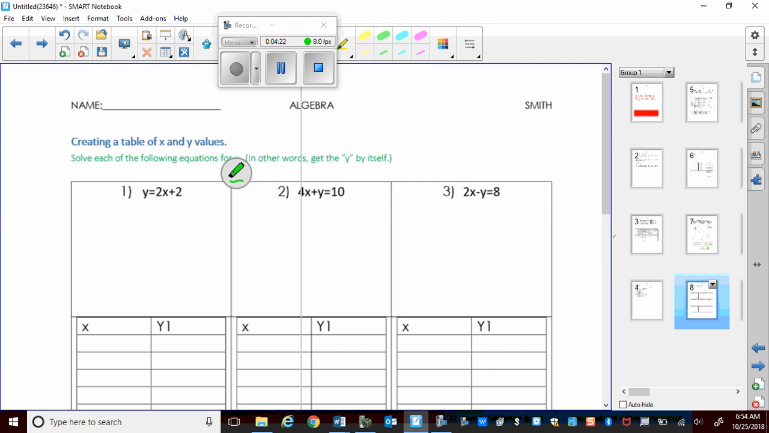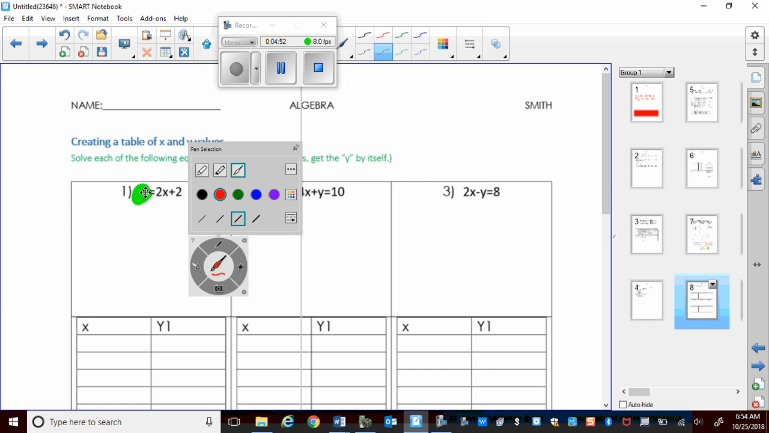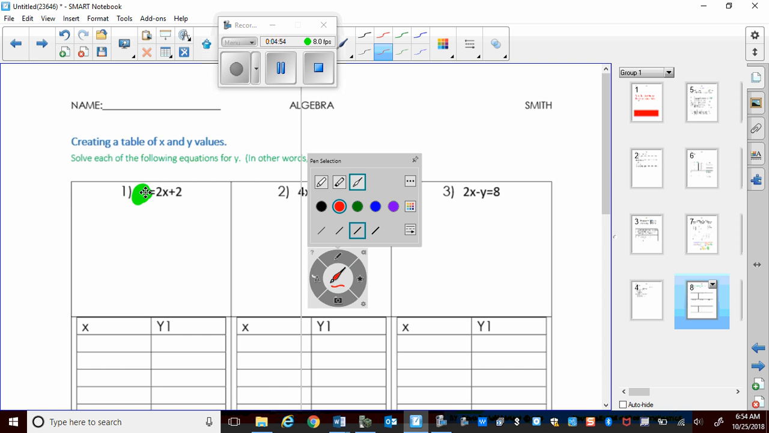So what we're going to do is use our graphing calculators. I'm going to complete task 1, 2, and 3 with you, definitely, and possibly 4, 5, and 6 on your own. Okay? So first, the thing we need to do is read the directions. It's about creating a table of x and y values. We're going to solve each of the following equations for y. In other words, get y by itself. So the first thing we like to do is highlight our y term. If the y is by itself, we can proceed to use our graphing calculator.